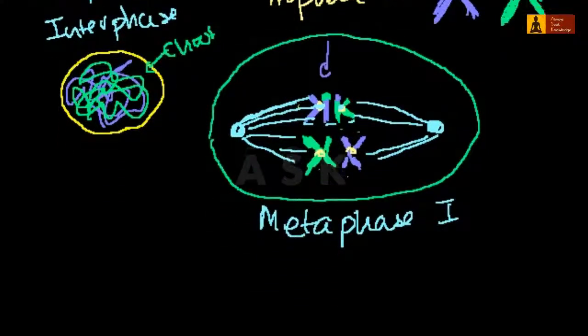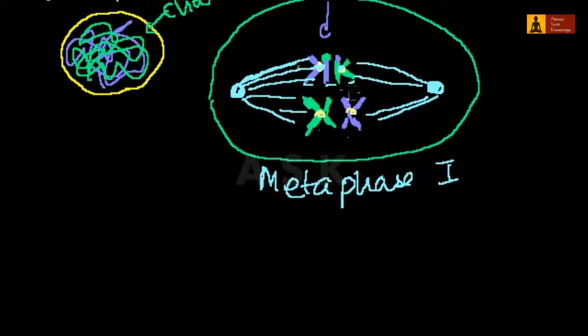Now anaphase 1 is interesting because remember, in mitosis, in anaphase, the sister chromatids separated from each other. That's not the case in anaphase 1 here in meiosis. So when we enter anaphase 1, you have just the homologous pairs separate. So the chromatids stay with their sister chromatids. So on this side, you'll have these two go there.